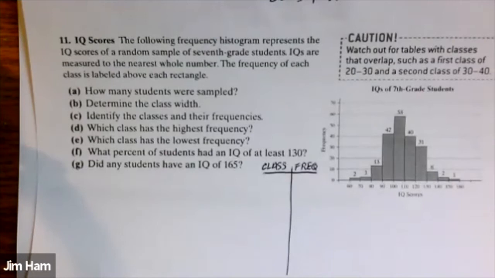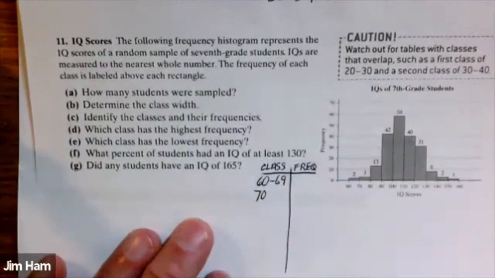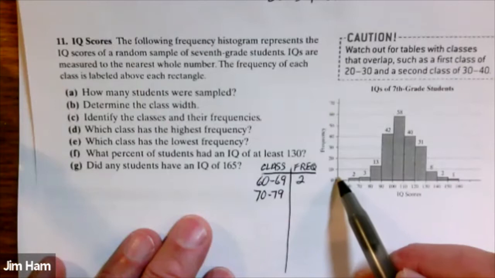So I would say 60. Now the next class begins at 70. So I'm going to stop the first one at 69 and begin the next class at 70. The frequency of the first class is 2. That's what that number means. It also corresponds to the number on the vertical scale where it says frequency.